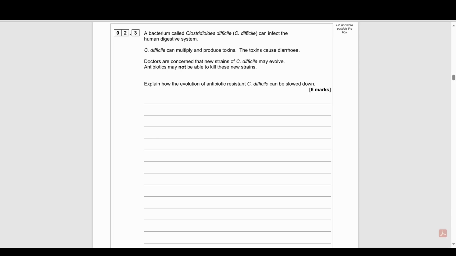So let's analyze everything here again. A bacterium. So we're dealing with a certain type of microorganism. Can infect the human digestive system. C. difficile can multiply and produce toxins. So multiplying means to reproduce, and toxins are the little chemicals, poisons that can damage tissues in the body. The toxins cause diarrhea, so this will be the symptom that we will experience if infected by this bacteria.